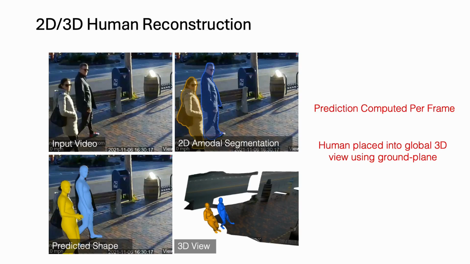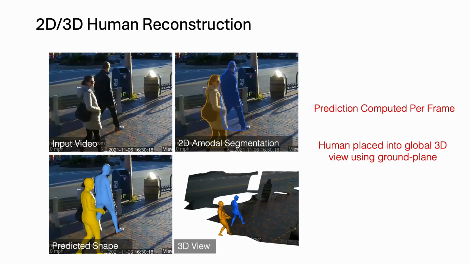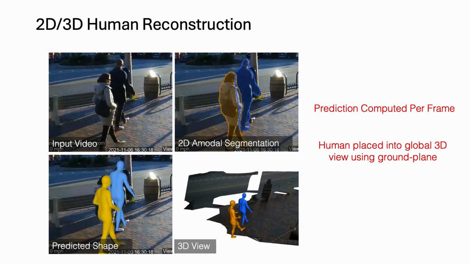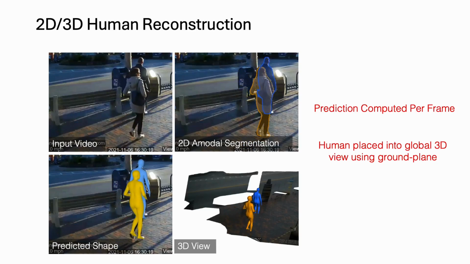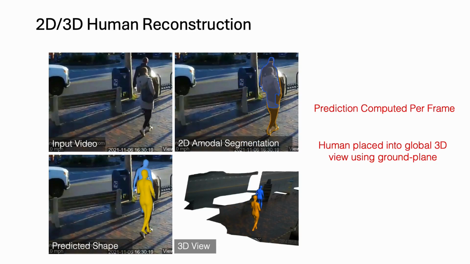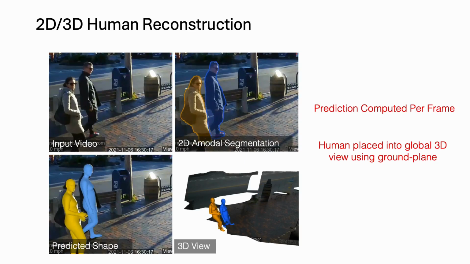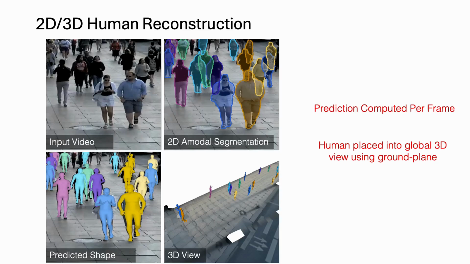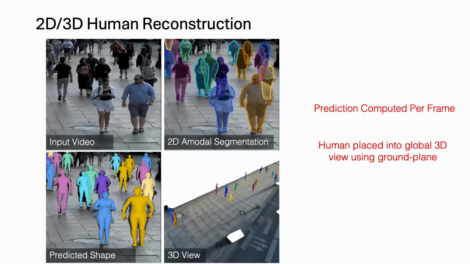Similarly for people, our method is able to produce accurate 2D and 3D, especially when the person colored in blue is being occluded. Here, there is no trajectory smoothing and the human is placed into a 3D view using the ground plane. Our method is also able to perform well in a crowded scene with accurate segmentation plus shape and pose reconstruction.